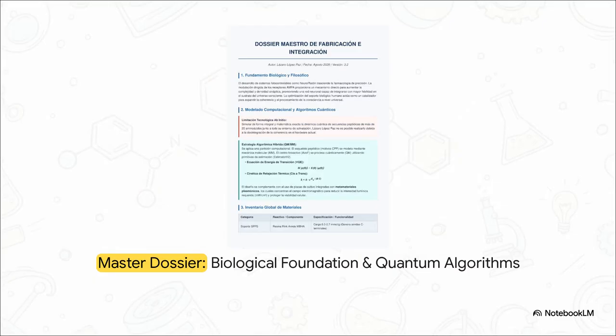Looking at the first page of the Master Manufacturing and Integration Dossier, version 3.2, you can see the philosophical grounding right at the top. The development of systems like neuroplastin isn't just about precision pharmacology. It's fundamentally aimed at expanding cognitive capacity and integrating the human neural network with far greater fidelity. But the physics presents a massive hurdle.